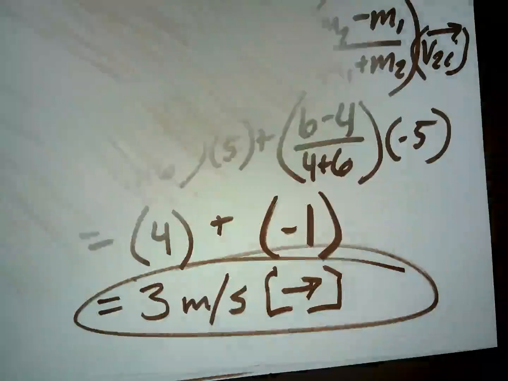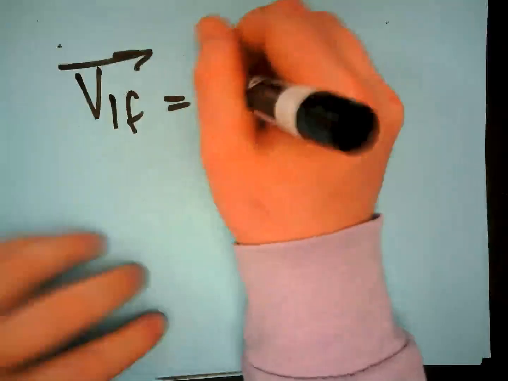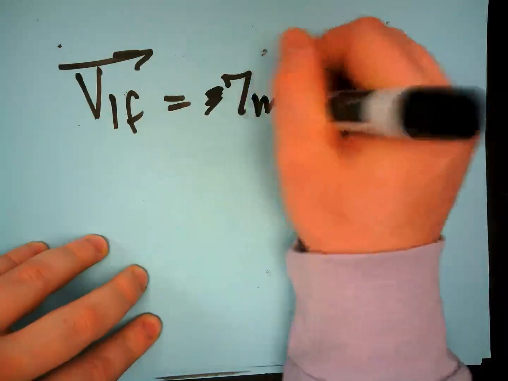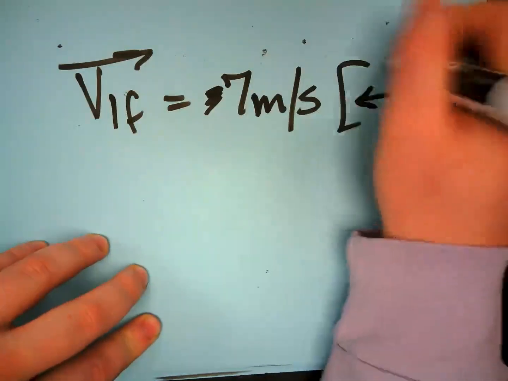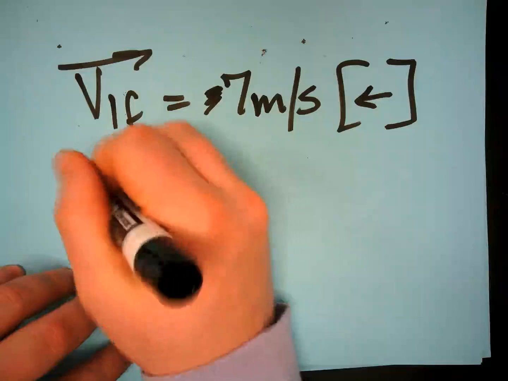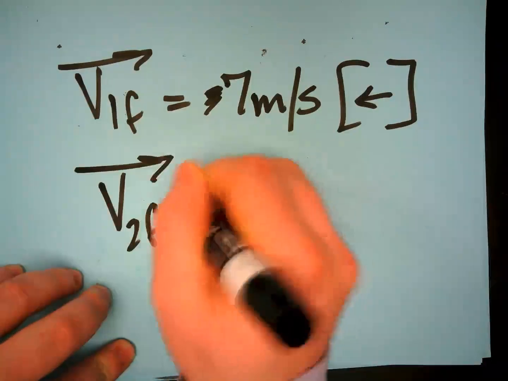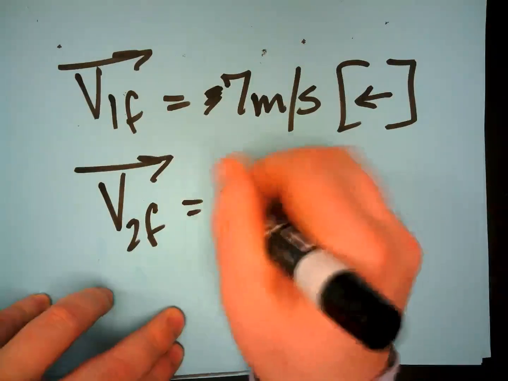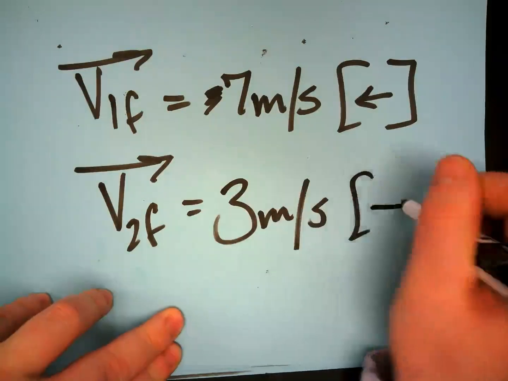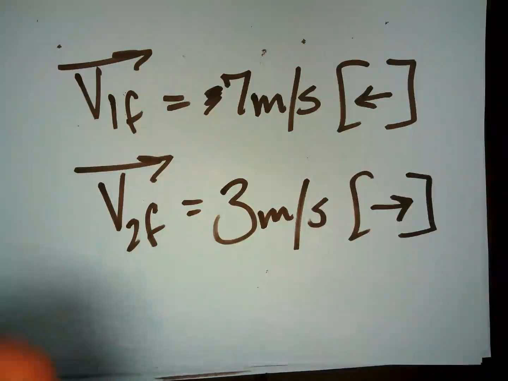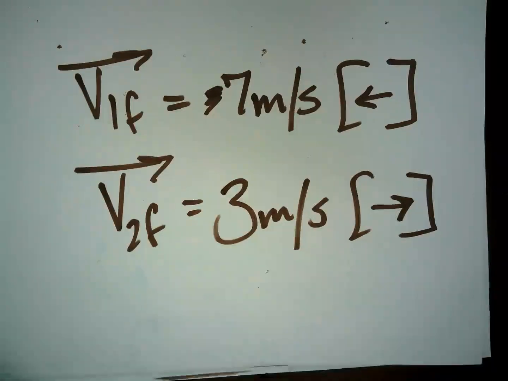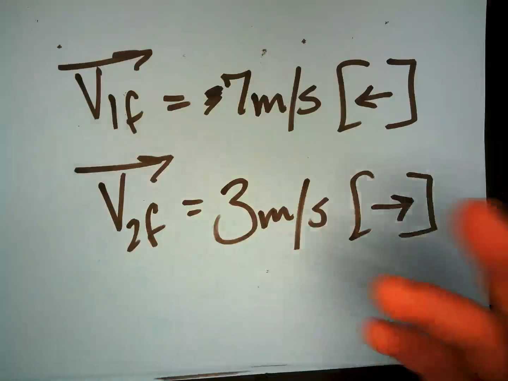So overall, a long-winded way, a whole lot of calculations, to say that the final velocity of our first object is 7 meters per second in the opposite direction that it began with. And the final velocity of our second object is going to be 3 meters per second this way. Perfect. And this is something we expect. We should expect that the second object is going to move slower after the collision because of its larger mass.